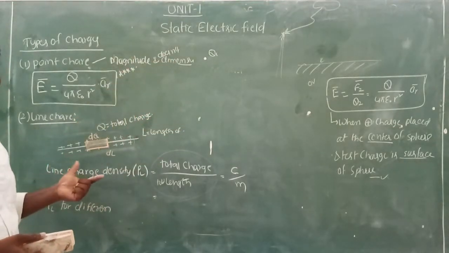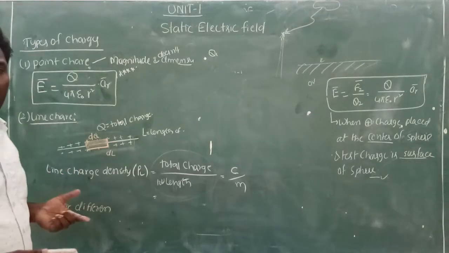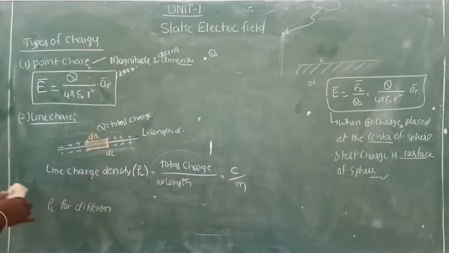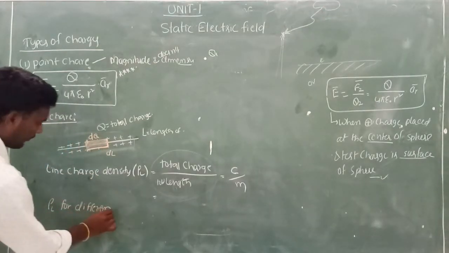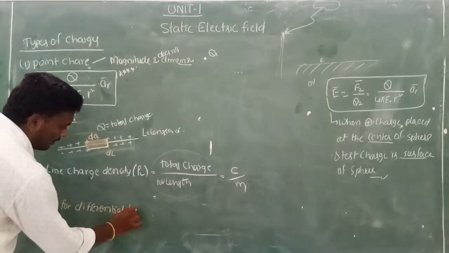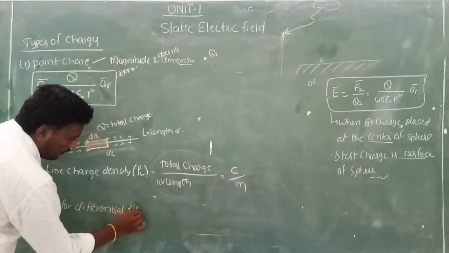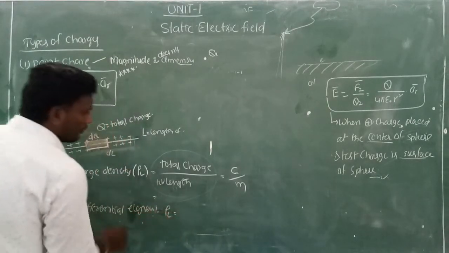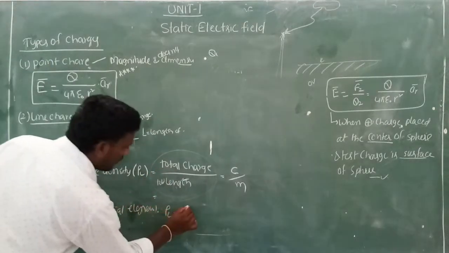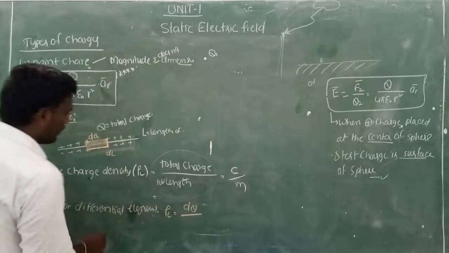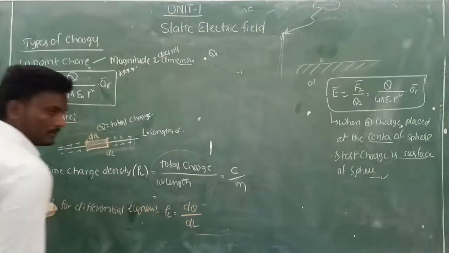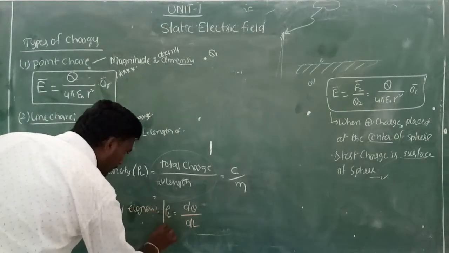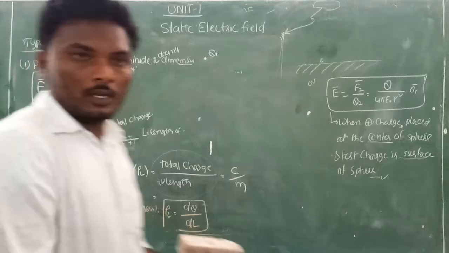It is somewhat difficult to analyze the electric field intensity, magnetic field intensity, etc. So that's why we have to take small differential lengths. For differential elements, tell me the formula: this rho L is equal to what? The total charge for the differential element, dq, by what is length? dl. This is the expression for your line charge density.